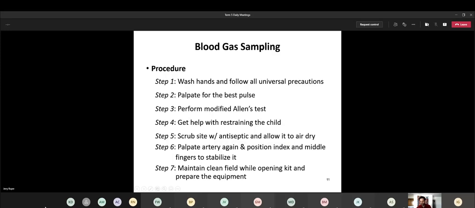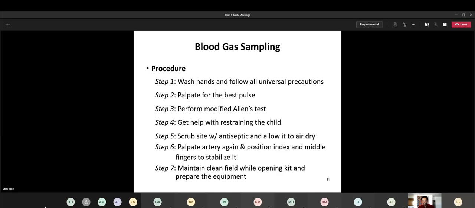So then the procedure, this is just best practice, and it could slightly deviate depending on exactly where you're trying to get your sample, and of course what type of sample you're collecting. But always follow our standard universal precautions, and then do your Allen's test. Once you find a good pulse, make sure there's collateral circulation.